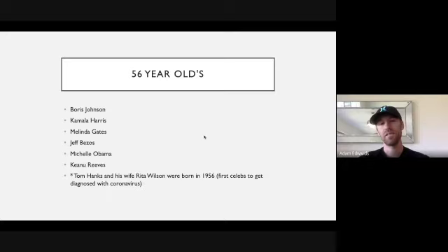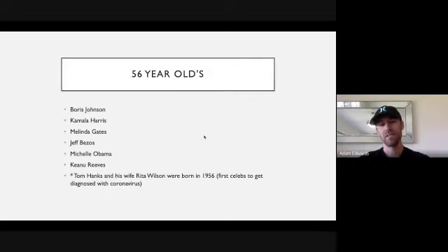Let's look at some 56-year-olds, okay? Boris Johnson, UK Prime Minister, 56 years old. He put the UK in full lockdown on November the 5th, leaving 56 days left in the year. Kamala Harris, who's going to replace Biden because he's not going to make it 4 years. She's 56 years old. She was the one who got vaccinated yesterday on live TV.